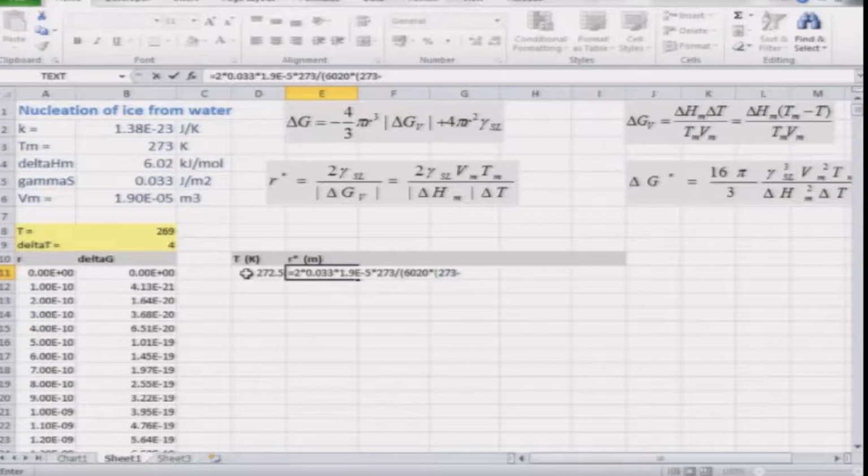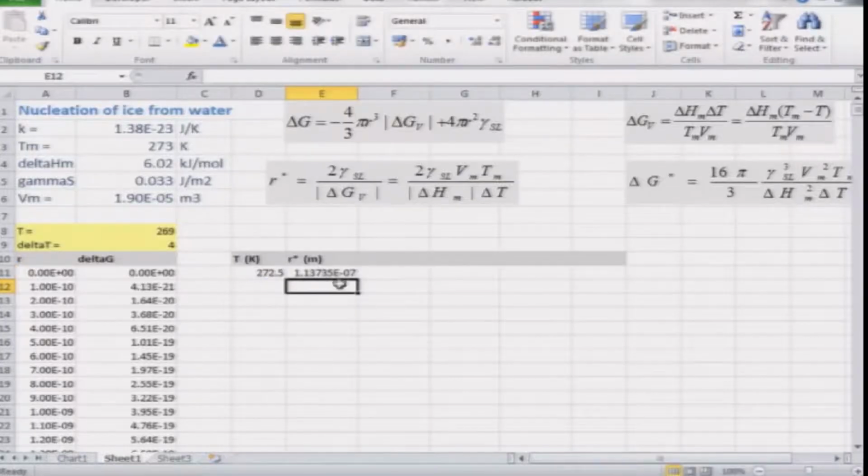multiplied by the undercooling. Well, let me write the undercooling as 273 minus D11, which is in this cell is 272.5. So, the undercooling here in this particular case is 0.5. This bracket close and another bracket close. This should give me the critical size of the nucleus as 1.13 into 10 to power minus 7 meters.